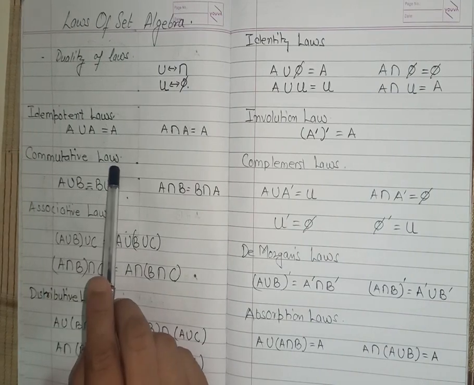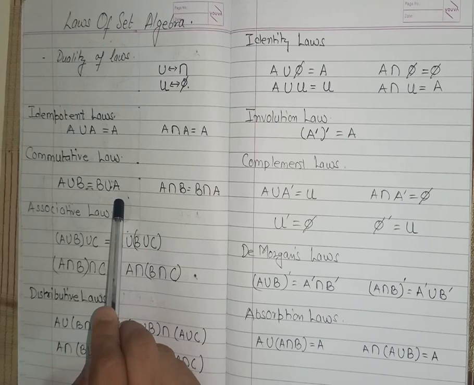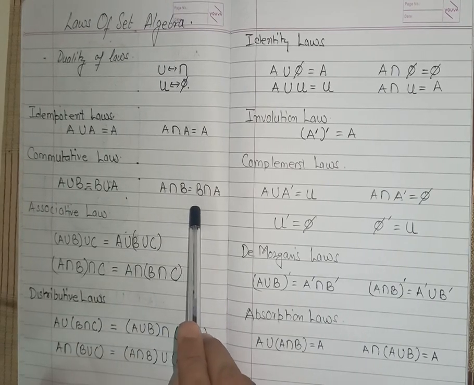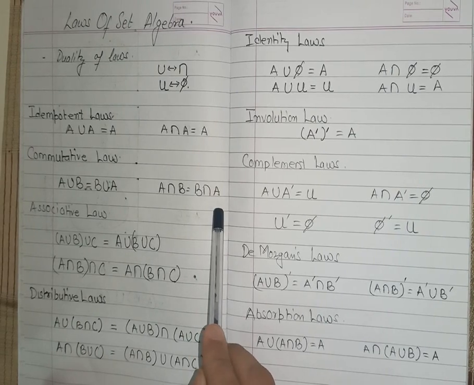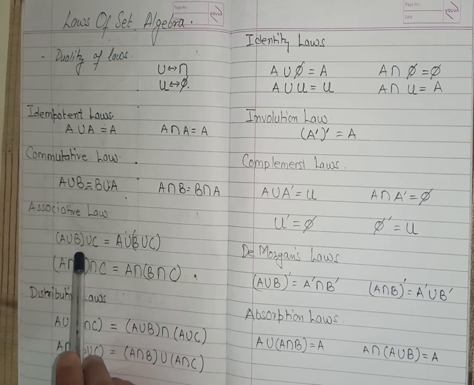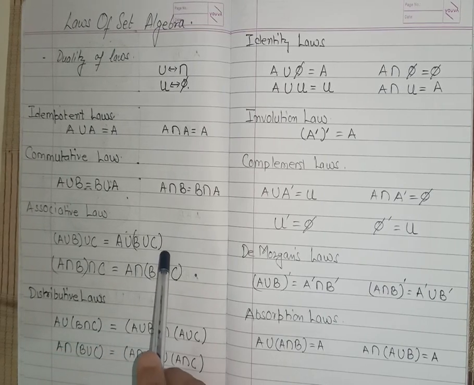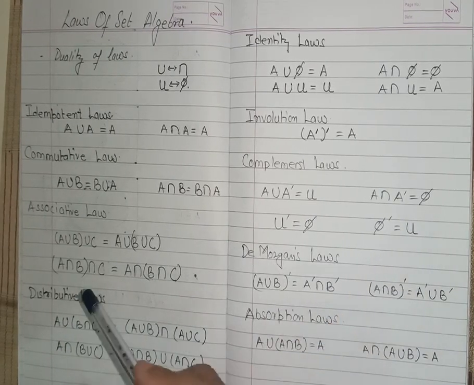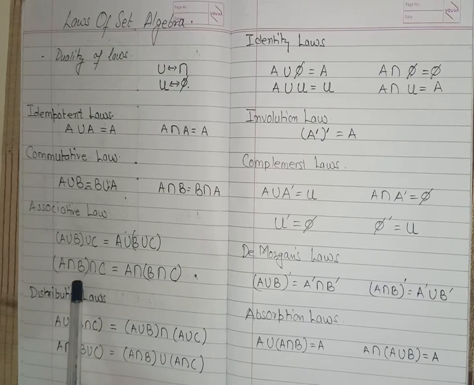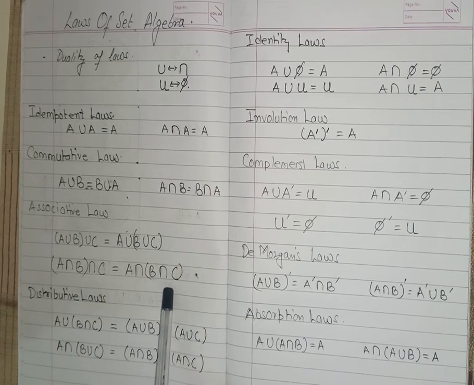Next, I have the commutative law. A union B is equal to B union A. The dual will be A intersection B is equal to B intersection A. Right? These are quite simple laws. Associative law: A union (B union C) is equal to (A union B) union C. To get the dual, we simply interchange union with intersection and we get A intersection (B intersection C) is equal to (A intersection B) intersection C.